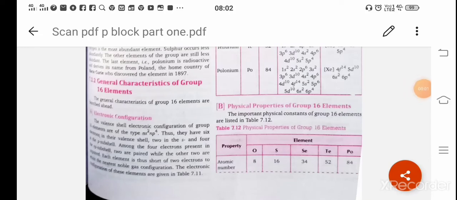Group 16 elements, which are also known as the oxygen family and chalcogens. Why are they known as chalcogens? Because they are ore forming, found in the earth's crust with sulfur and oxygen. The word is derived from a Greek word.